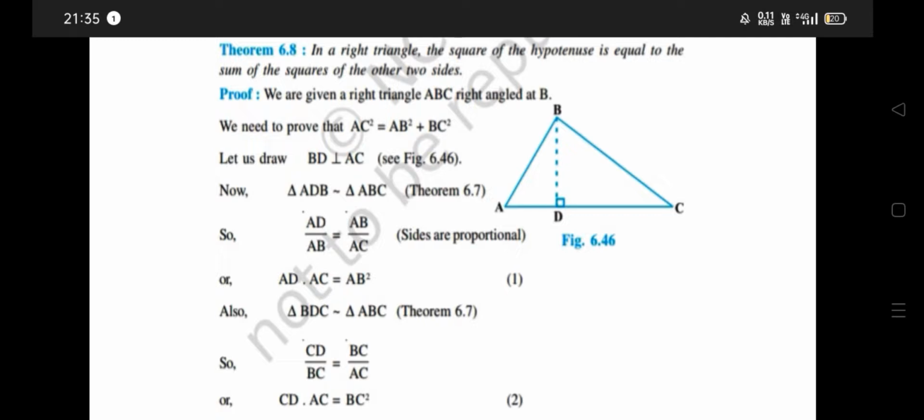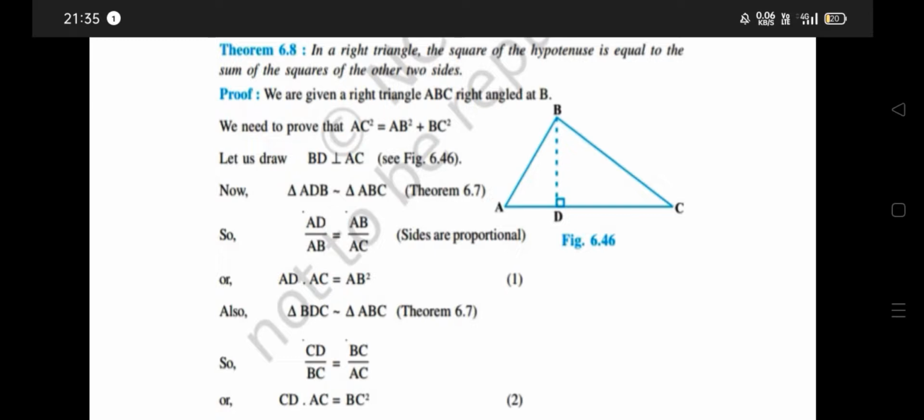Right, because AC is the longest side of the triangle. If we see the figure, we can absolutely get to it. And AB and BC are the other two sides. So we should prove that AC square will be equal to AB square plus BC square. Now the construction part is nothing but we are drawing a line BD, that is the dotted line, which is the construction over here. BD perpendicular to AC, the whole hypotenuse, the longest side of the triangle. Okay, this is the construction part.